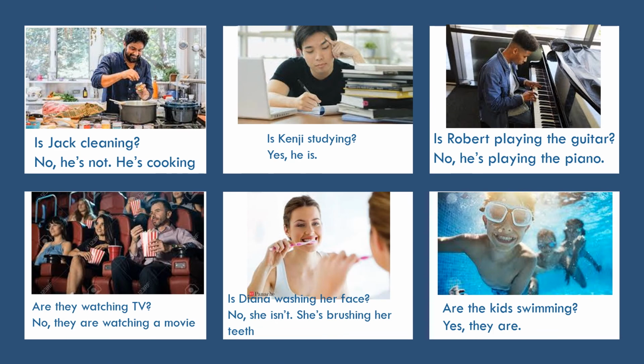Here are the answers. Is Jack cleaning? No, he's not. He's cooking. Is Kenji studying? Yes, he is. Is Robert playing the guitar? No, he's not. He's playing the piano. Are they watching TV? No, they are watching a movie.